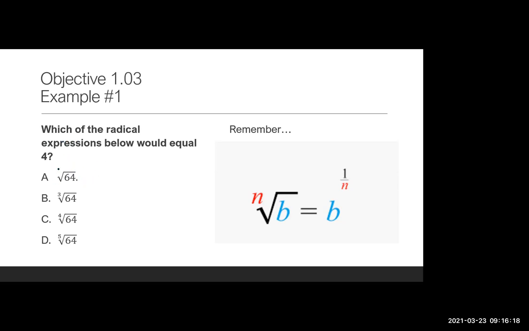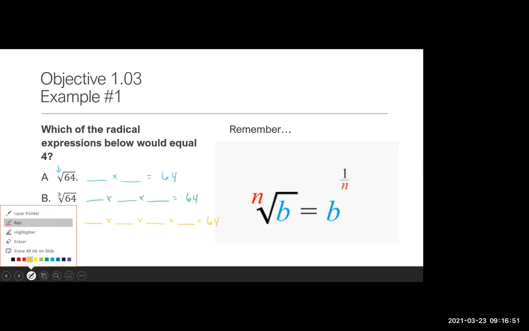Is it the square root? No index here. Okay, that would mean something times itself would have to give us 64. Or is it the third root? That would mean something times itself three times would have to give us 64. Is it the fourth root? And again, this is multiplying a number by itself 4 times to give us 64. Or finally, is it the fifth root?